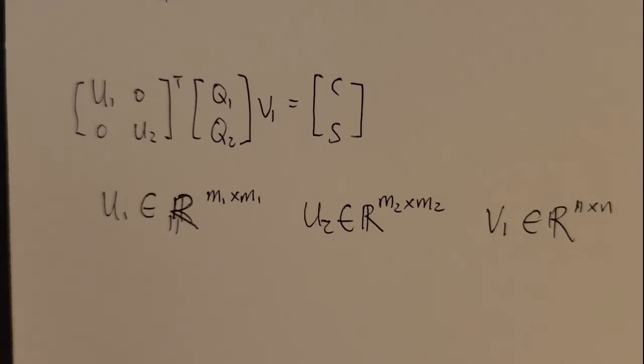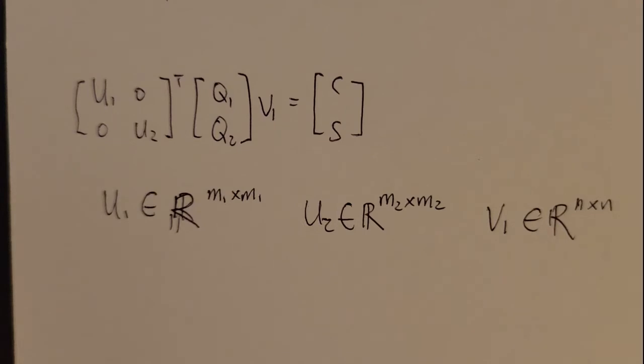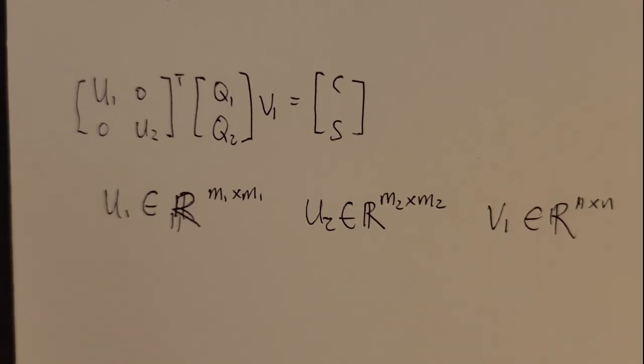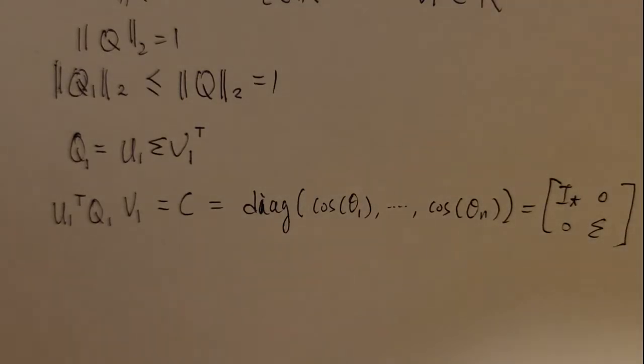The upper part is a diagonal matrix with cosine theta 1 through cosine theta n in all the diagonal places, and the bottom partitioned matrix is a diagonal matrix with sine theta 1 through sine theta n. So in order to prove this, I'm going to start with matrix Q.